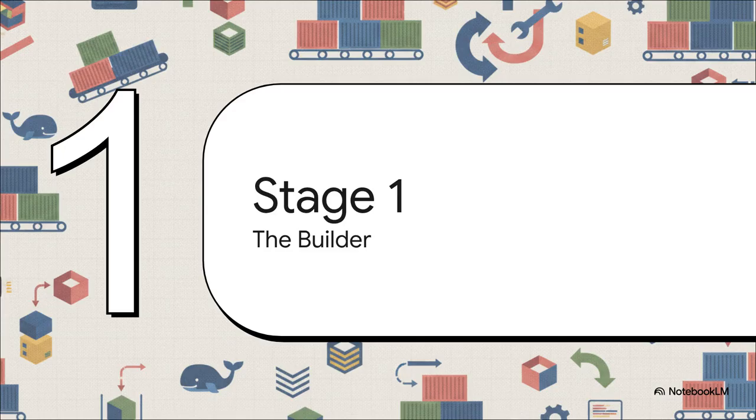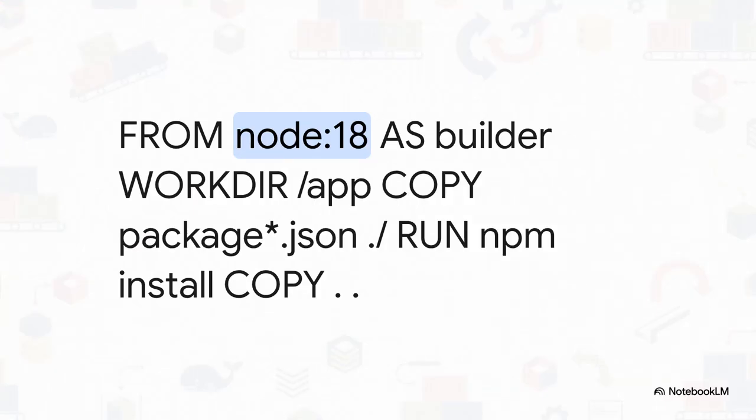Stage 1. The Builder. Let's transition from high-level theory into some tangible application using Node.js to see exactly how this optimization works in practice. So here is our messy workshop. Notice the very first line. FROM node:18 AS builder. We are actively naming this stage builder.